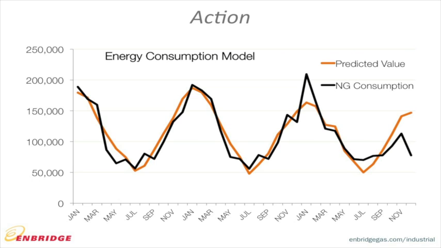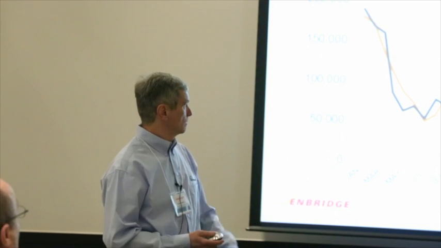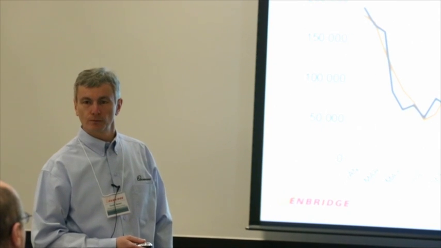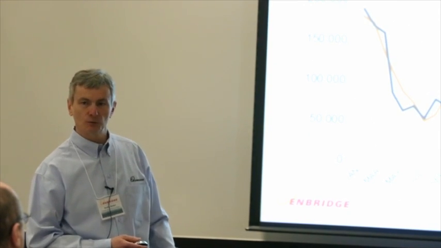And now you can tell there is a little bit of a spike there towards the end, where you're using far more natural gas than the model is predicting. Those are the things that an energy model can do for you. Very simple. Again, doesn't have to be complex.